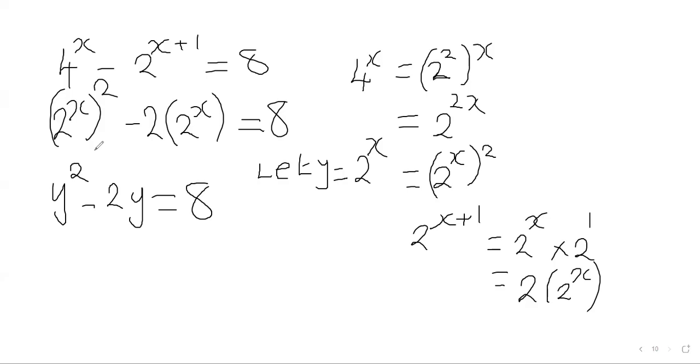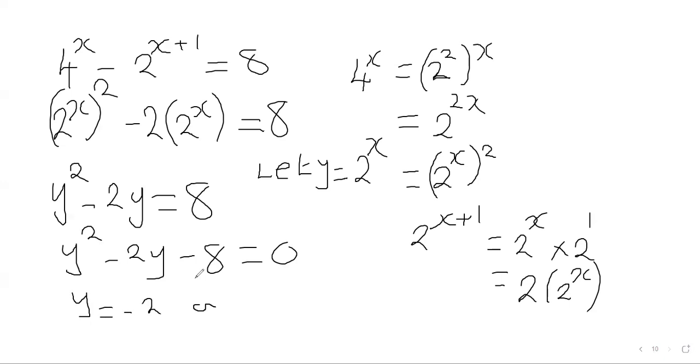So we now have a quadratic equation, and for us to solve a quadratic equation, it has to be equated to 0. So this 8 has to be brought to the other side: y squared minus 2y minus 8 equals 0, like that. So we solve the quadratic equation. When you solve this quadratic equation, you can check your notes nicely. You discover that the values of y that you find here are y equals -2 or y equals 4.